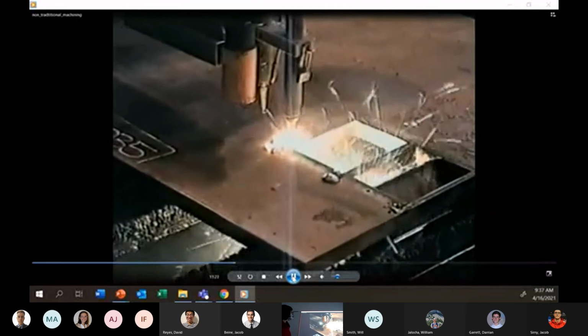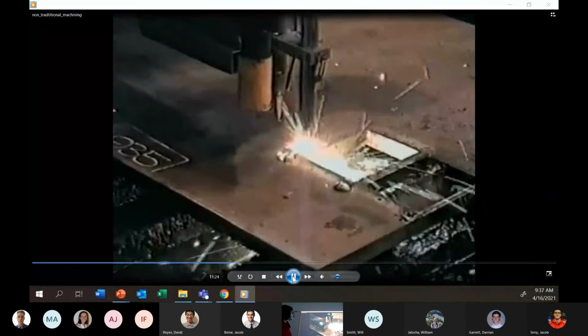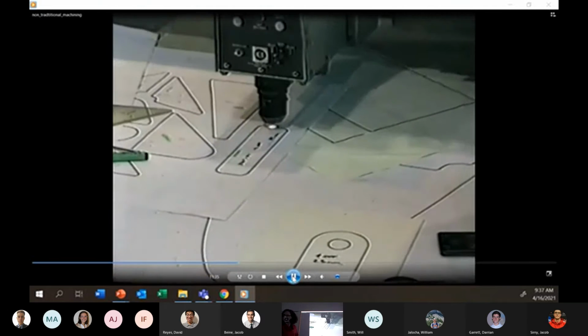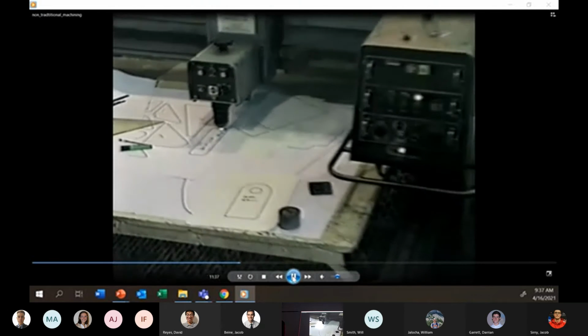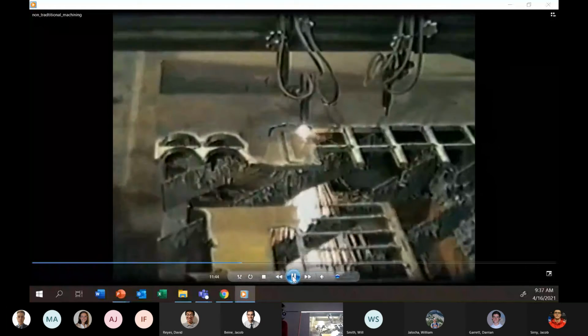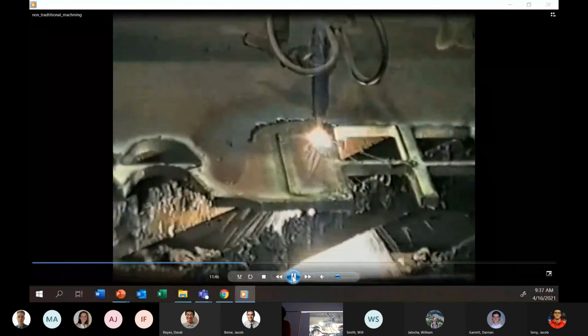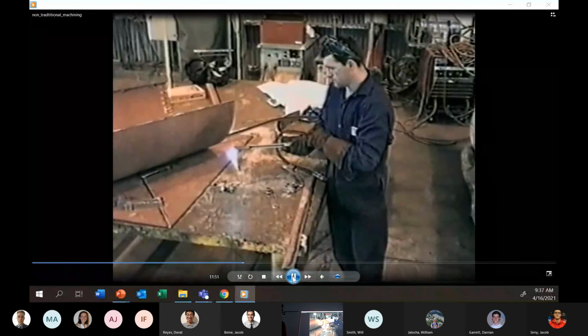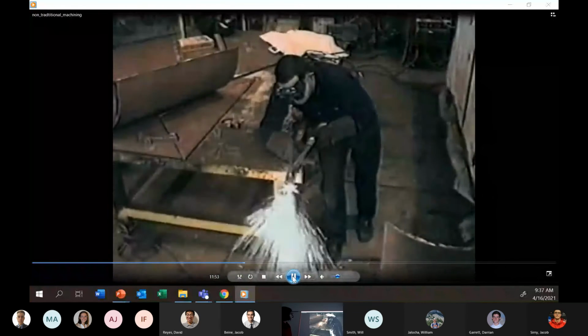CNC plasma and oxyacetylene cutting is used where complex shapes are required to be cut, or shapes that have to be nested in a plate. Line following oxyacetylene cutting has the advantage that it is relatively cheap and simple to use, but less accurate. For the most simple jobs, hand cutting may be the best process.